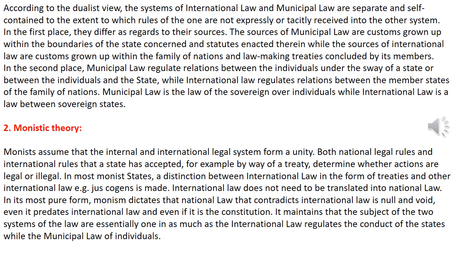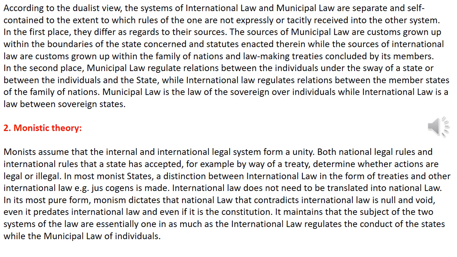According to the dualistic view, the systems of international law and municipal law are separate and self-contained, to the extent that rules of one are not expressly or tacitly received into another system. In the first place, they differ as regards the sources. The sources of municipal law are customs grown up within the boundaries of the state concerned and statutes enacted therein, while the sources of international law are customs grown up within the family of nations and law-making treaties concluded by its members.